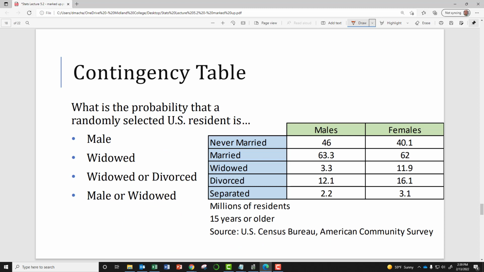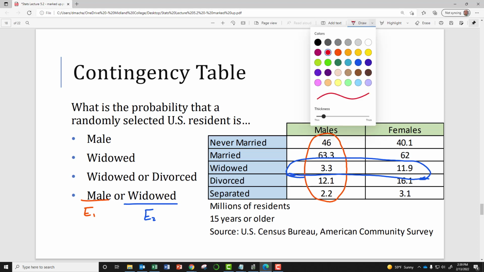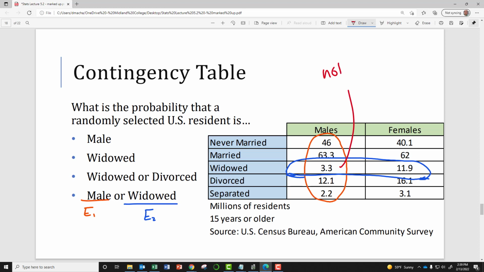Now we have male or widowed, and ask yourself really quickly, this is males, so this is E1, let's say, and widowed, we'll call that E2. Well, widowed would represent these two groups of male widows and female widows. Are these two events disjoint? Well, no, these are not disjoint because we have a group of male widows that belong to both of those events, right?